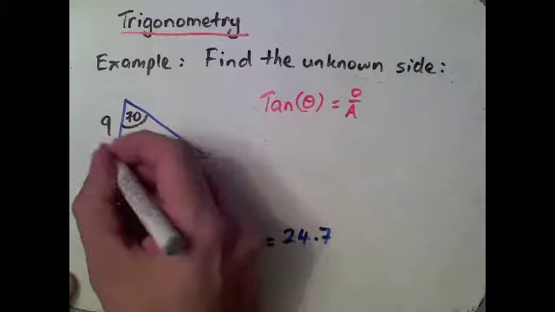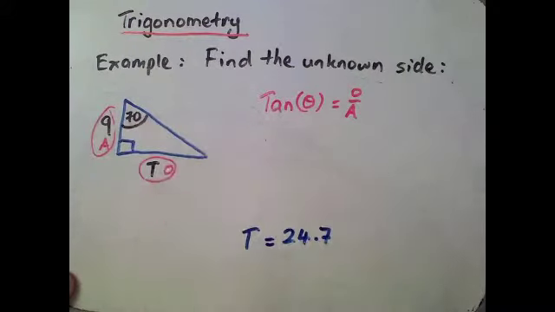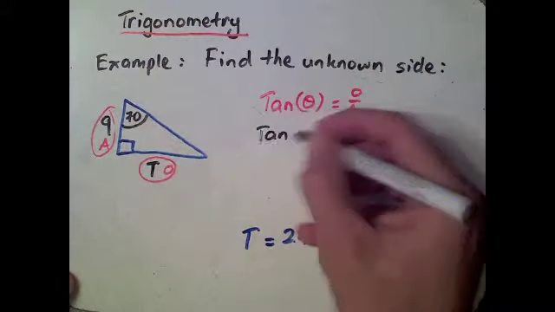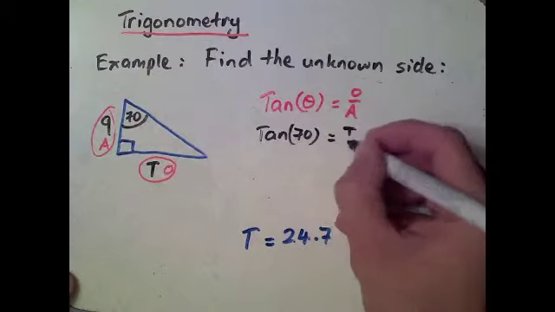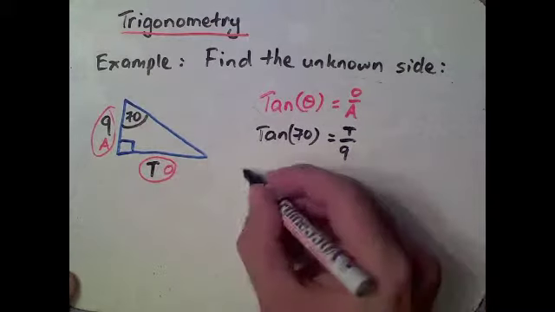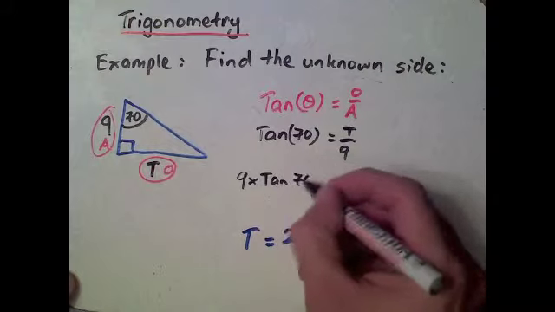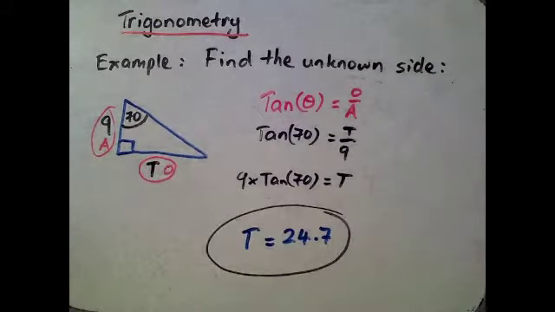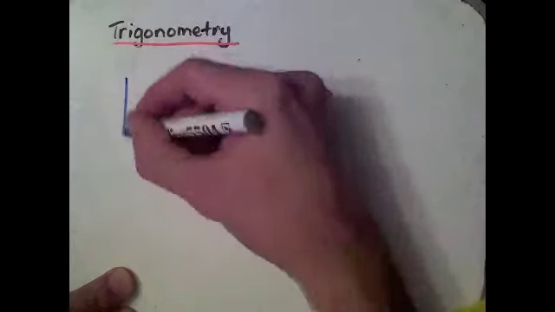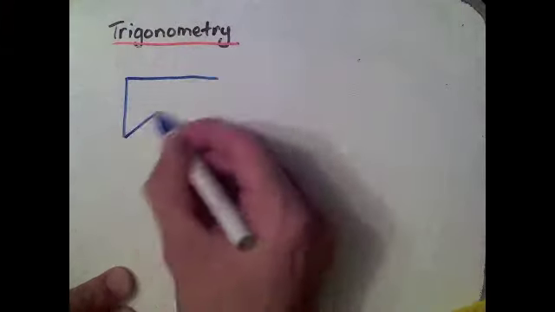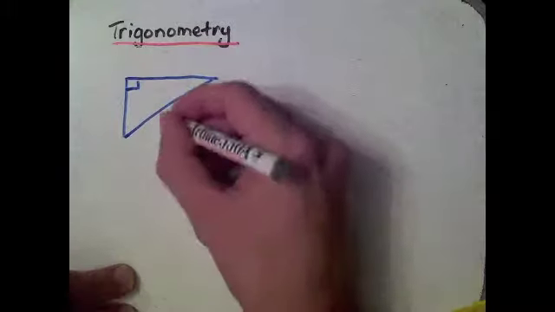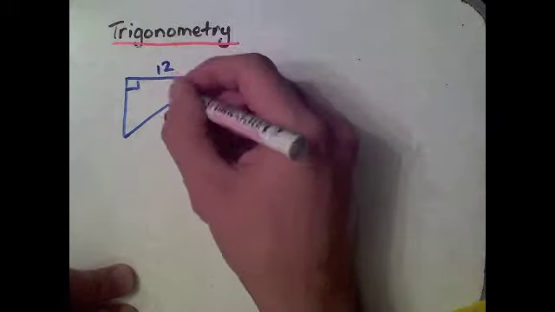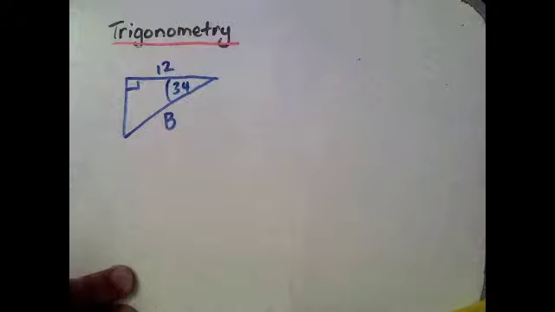So here we go. We label the sides. We're using O and A, so it's tan. Tan of 70 degrees is equal to T over 9. 9 times tan 70 is equal to T, and therefore you get T is equal to 24.7. Alright, you would have noticed that all the variables in those were on the top of our ratio, or the top part of our fraction.